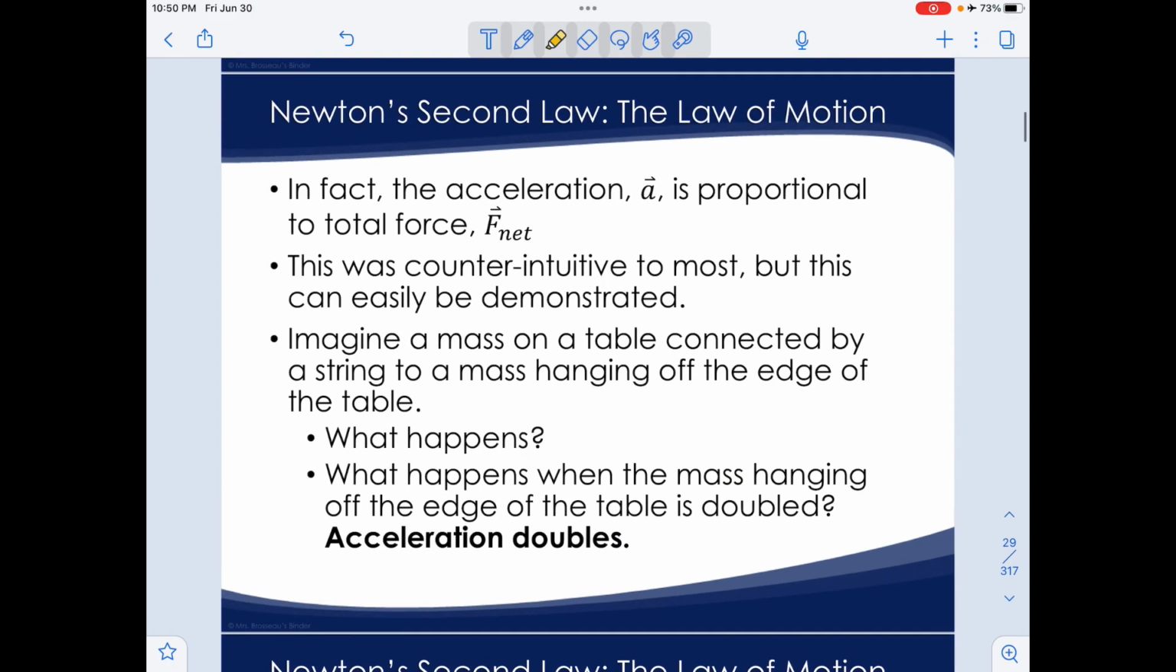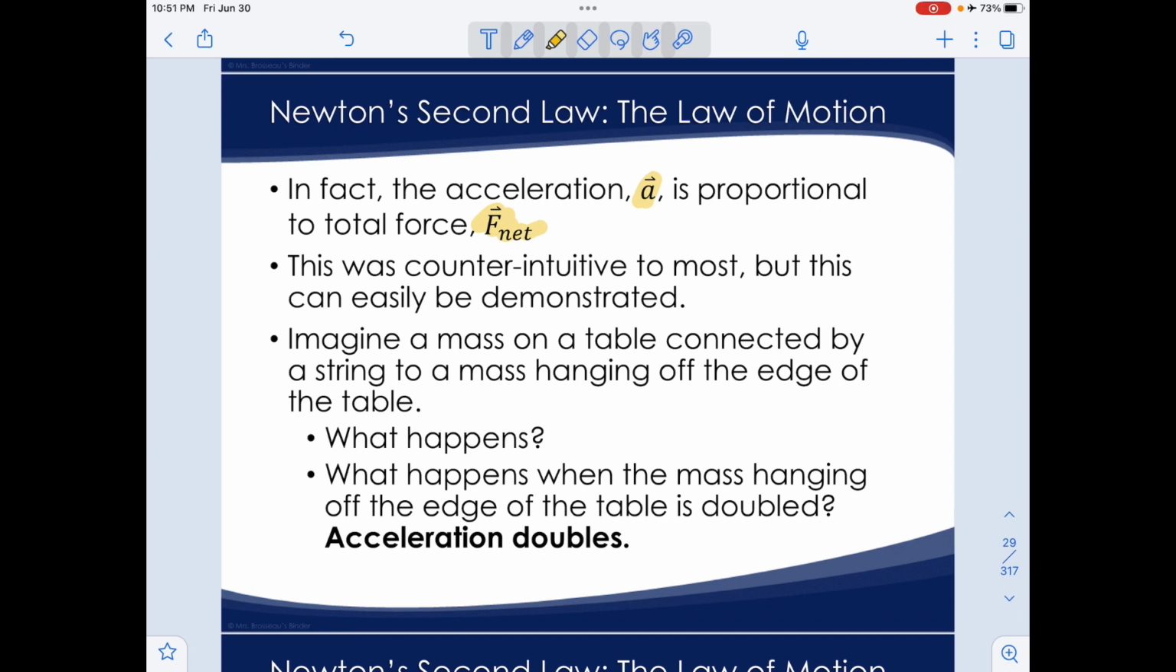In fact, the acceleration, and acceleration is a vector, is proportional to the total net force on an object. Historically, this was not intuitive to most people, but it can be easily demonstrated. You perhaps saw that in some of the pre-learning videos. Imagine a mass on a table connected by a string to a mass hanging off the edge of the table. What happens? It would move. Assuming the hanging mass is heavy enough, it would pull the mass on the table, causing it to accelerate.